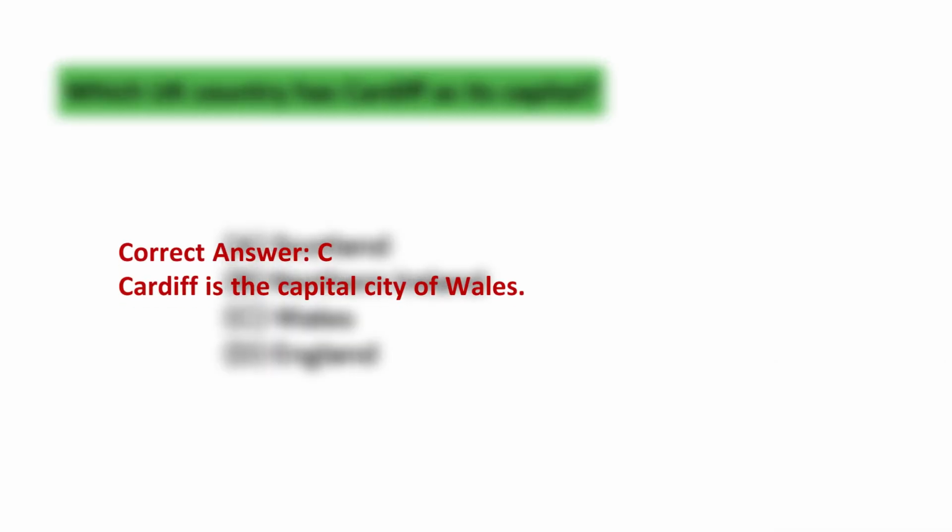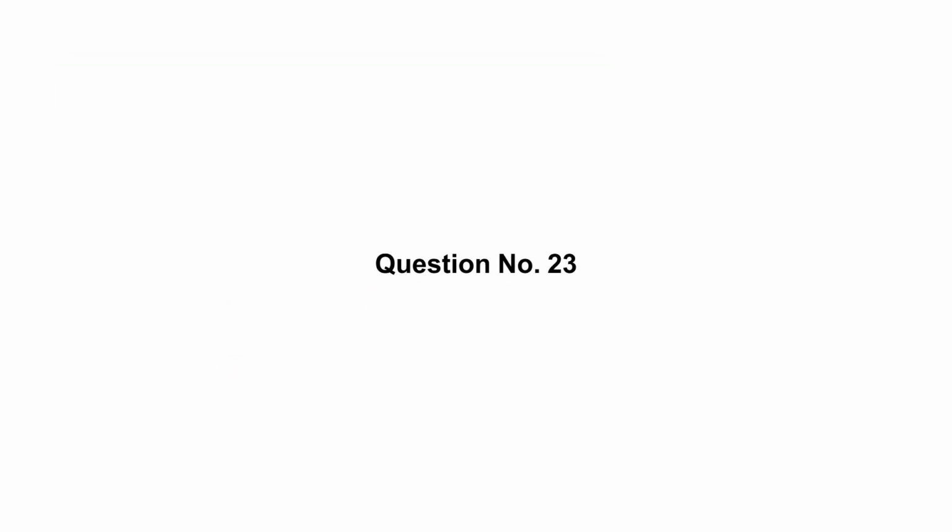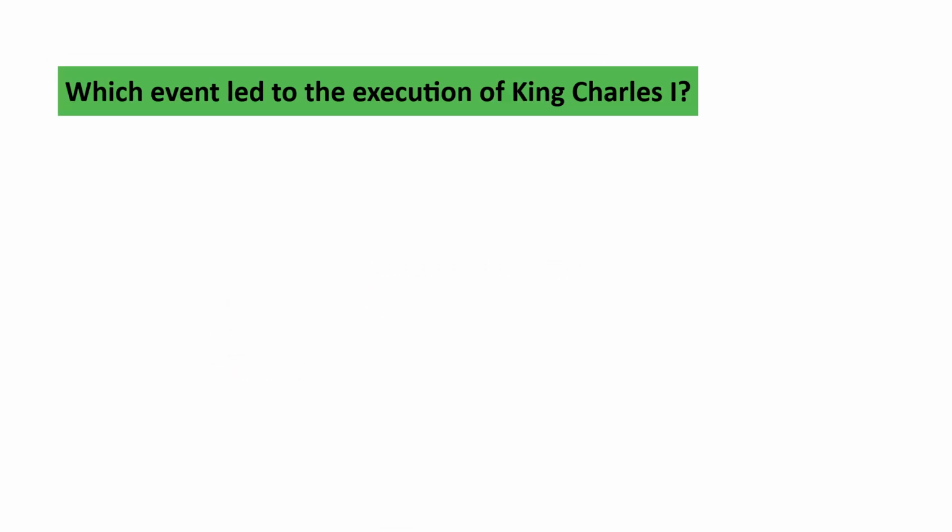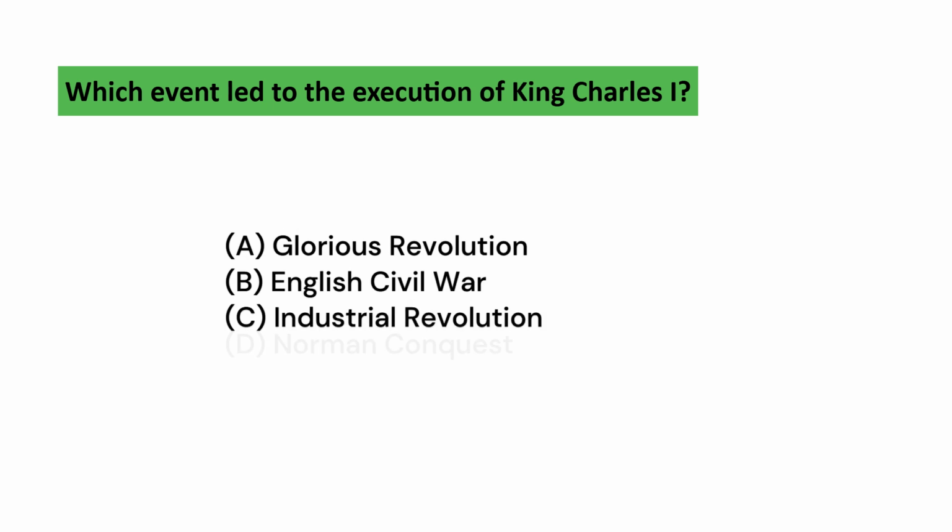Correct answer: C. Cardiff is the capital city of Wales. Question number 23. Which event led to the execution of King Charles I? Options: A. Glorious Revolution. B. English Civil War. C. Industrial Revolution. D. Norman Conquest.